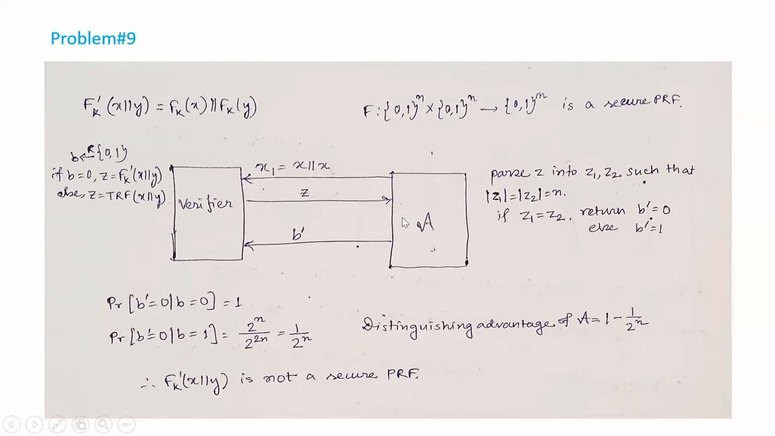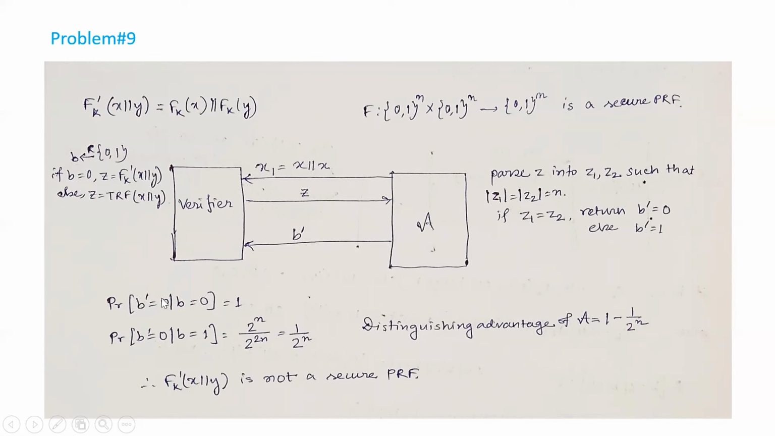And using this property, the adversary can easily distinguish between the output of the PRF and the output of the TRF with non-negligible probability. What the adversary does is that whatever it gets to see as the output z, it parses that into two halves of equal length, and it checks if the first half is exactly equal to the second half. If it is, then it concludes that it is interacting with the PRF, that is, b dash equal to 0 is returned. Otherwise, it says it is interacting with the TRF and b dash equal to 1 is returned.